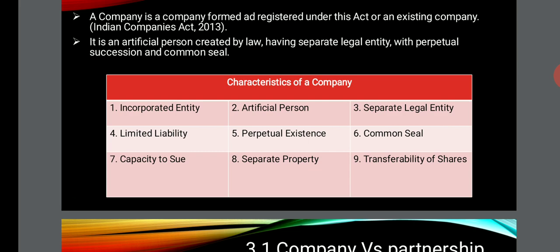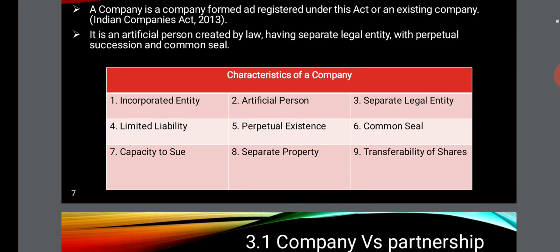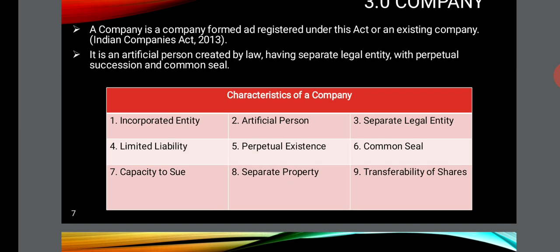Limited liability. The liability of the members is limited to the extent of the shares held by that member. Perpetual existence. It is believed that the company will never come to an end. It will always remain active. Common seal. The company will have common seal. Capacity to sue. The company as a legal entity has the capacity to sue others and also be sued by others. Separate property. It can own its own property. So company can own its property.